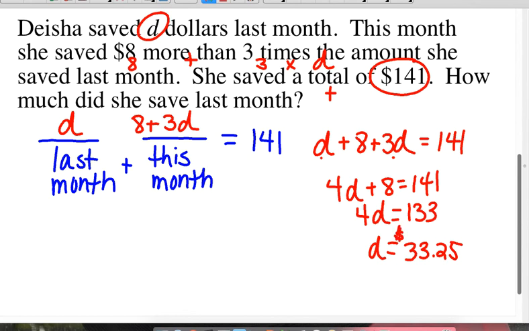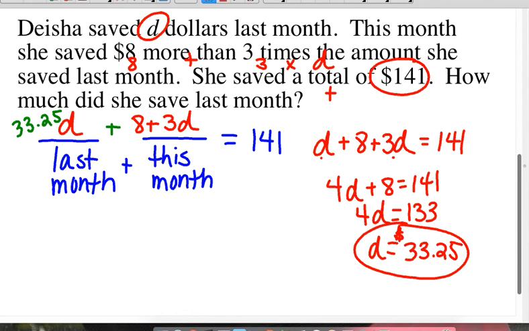Question says, how much did she save last month? This is last month. If that's the value of D, she saved $33.25 just last month. If you wanted to know how much she saved this month, you could multiply that number by 3 and then add 8, and that would tell you how much she saved this month. Because last month plus this month has to equal 141.